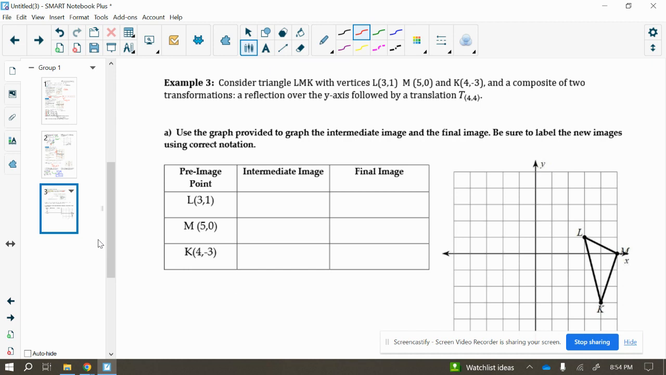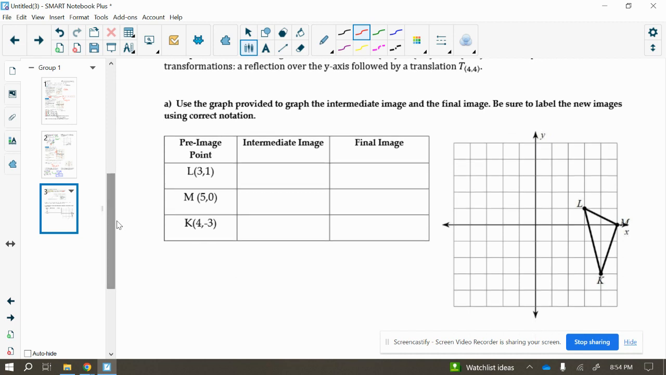So in example 3, they want us to reflect first over the y-axis and then translate to the right 4 and up 4. We're going to start here with the reflection over the y-axis. Notice we are 1, 2, 3 points from the y-axis on the right, so we will be 3 from that on the left. Then 1, 2, 3, 4, 5, and we count 5 on the other side. And then finally 1, 2, 3, 4, count 4 to the other side. Here is our intermediate image.